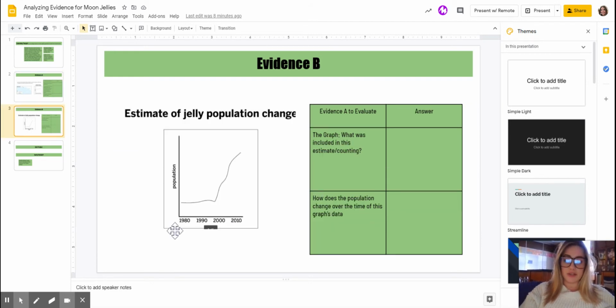Evidence B only shows us a graph. So I know a lot of people are assuming that because evidence B is more simple, that it's less strong, but it's actually the opposite.